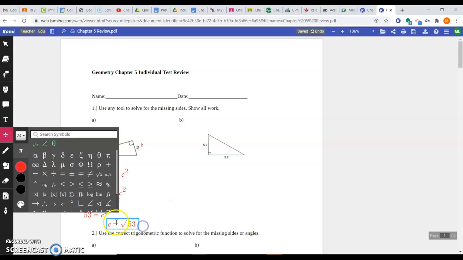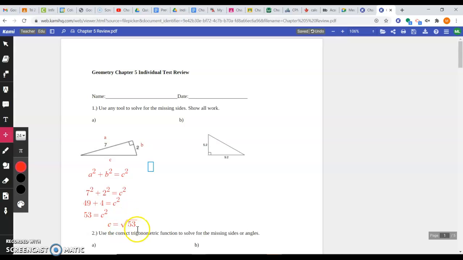So that would be your answer. c equals the square root of 53, that missing side. If you want to write that as a decimal, if I can open my calculator here, the square root of 53 would be 7.28. So if you wanted to, you could say also equals 7.28. The same thing would go for part B here.